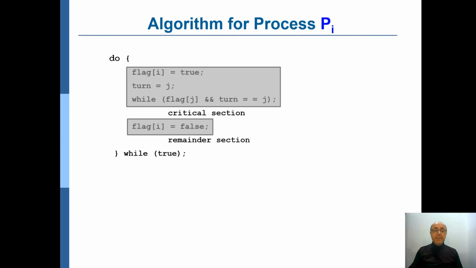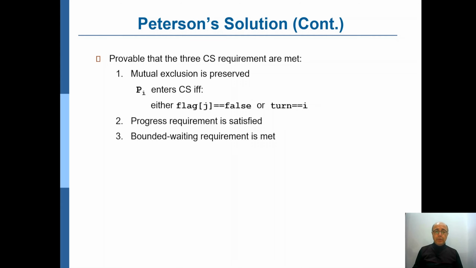Okay. So the flag, pay attention, shows the intent to go into the critical section, but it doesn't specify whether you're in the critical section or not. It's not for that purpose. Flag shows your intent to go into the critical section, and turn manages whose turn it is, and two processes are kind enough to let the other one go ahead so that at some point they will also get the chance to work. So it is probable that the three critical section requirements are met.